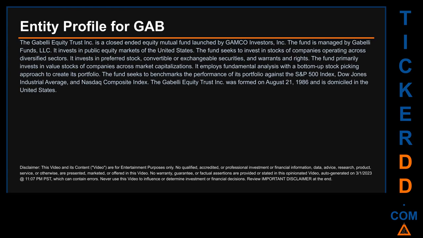It invests in preferred stock, convertible or exchangeable securities, and warrants and rights. The fund primarily invests in value stocks of companies across market capitalizations. It employs fundamental analysis with a bottom-up stock-picking approach to create its portfolio. The fund seeks to benchmark the performance of its portfolio against the S&P 500 Index, Dow Jones Industrial Average, and Nasdaq Composite Index. The GAB Equity Trust Inc. was formed on August 21, 1986 and is domiciled in the United States.